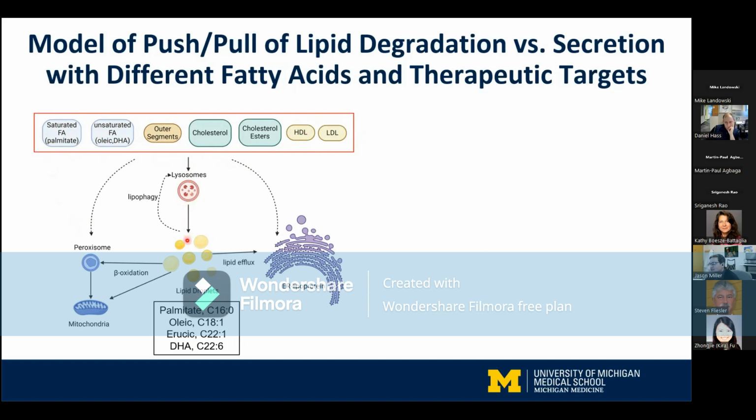Once it's released from the lysosome, it ends up in the ER. From the ER, we know that lipid droplets temporarily seem to form in the RPE, but maybe each fatty acid really has a different preference. For example, oleic acid may form more lipid droplets and be more shuttled towards secretion via the ER, whereas palmitate may be a great substrate for mitochondrial beta oxidation and makes its way into the mitochondria.